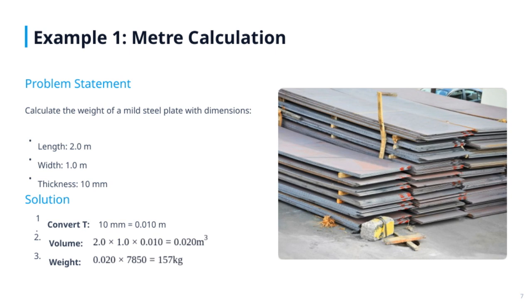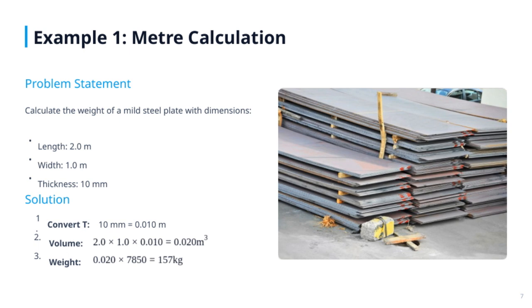First, let's look at the thickness, which is 10 millimeters. To work with the volume formula, we need to convert that to meters, so 10 becomes 0.01 meters. Next, we have the width of the plate, which is 1 meter, and the length, which is 2 meters. So, with these dimensions, we can find the volume by multiplying length, width, and thickness.